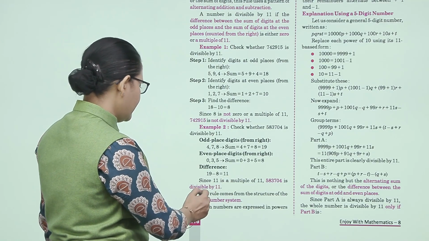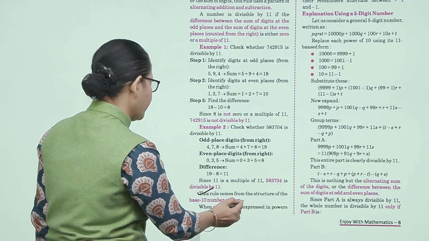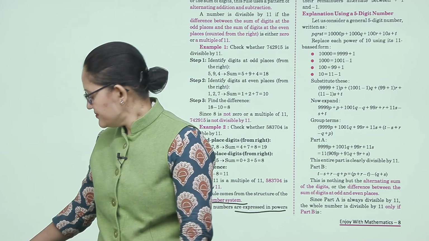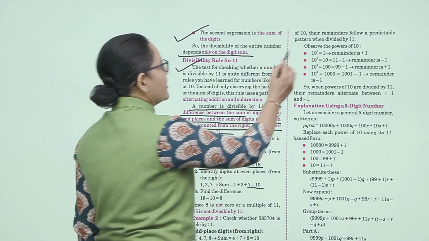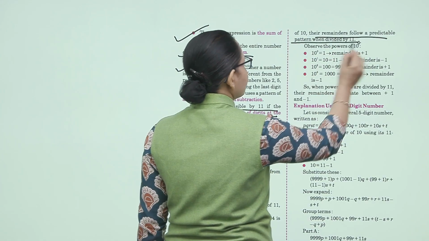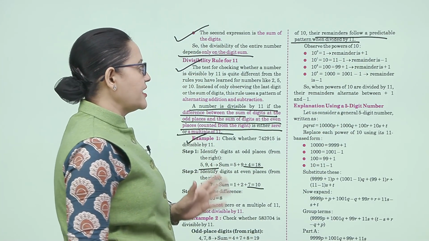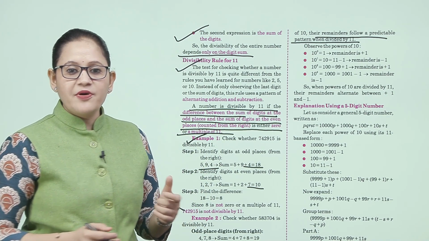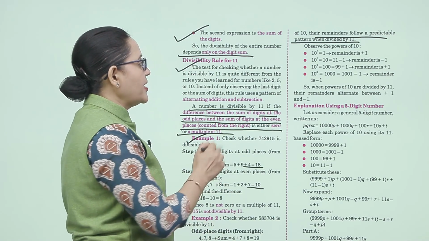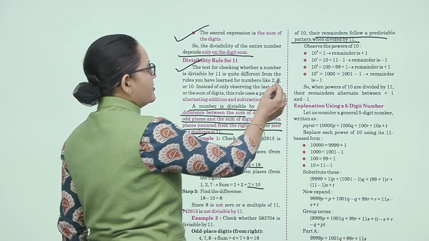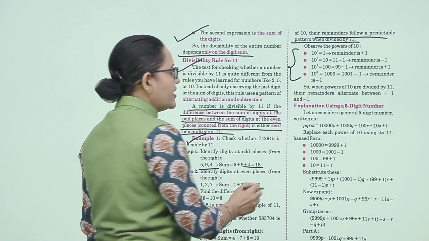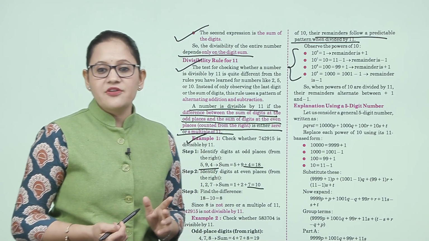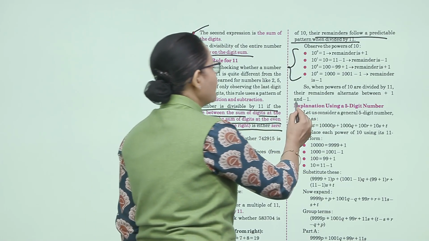Now, for 11, this rule comes from the structure of the base 10 number system. When numbers are expressed in powers of 10, the remainders follow a predictable pattern when divided by 11. Observe the powers of 10. 10 to the power 0 is equal to 1. Remainder is plus 1. 10 to the power 1 is equal to 10, that is 11 minus 1, remainder is minus 1. So, it will follow this pattern. When the powers of 10 are divided by 11, the remainder alternates between plus 1 and minus 1.